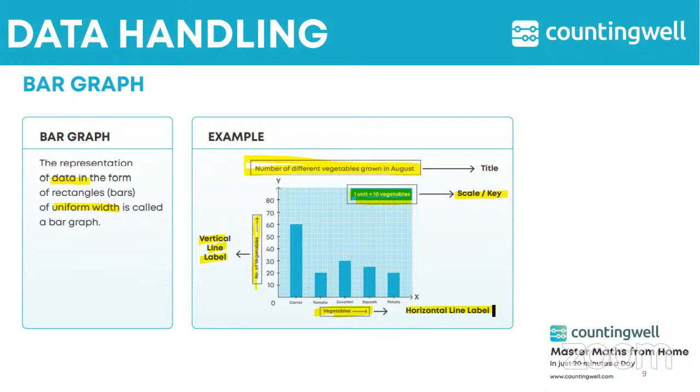So these are the elements of a bar graph. So how many elements do we have here? We have 1, 2, 3, 4. 4 important elements. So we have the title, we have the scale or key. Then we have the horizontal line label. Then we have the vertical line label.